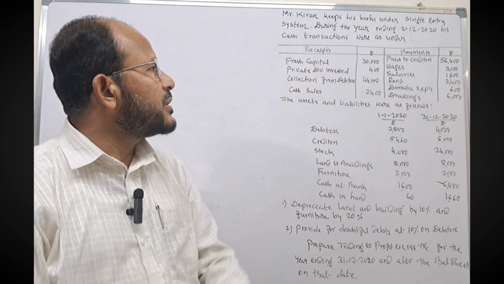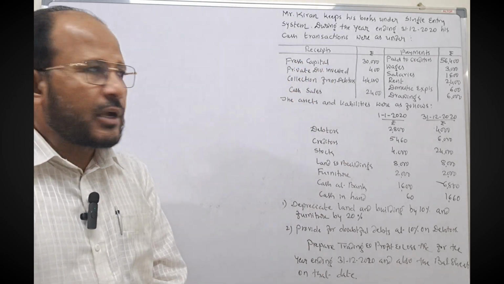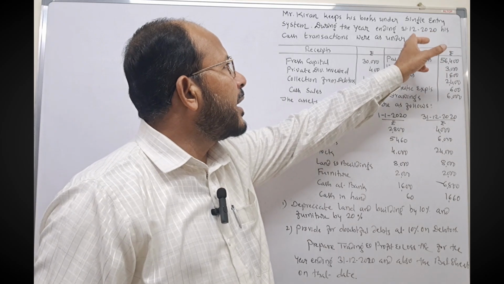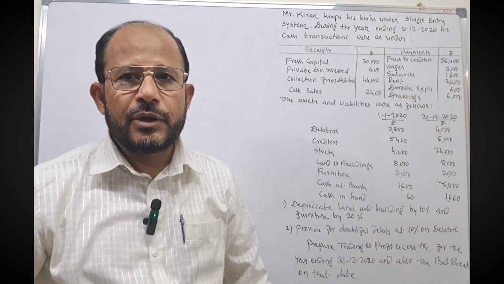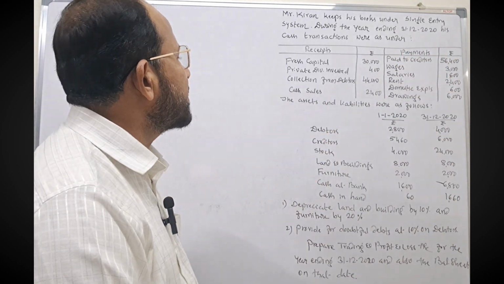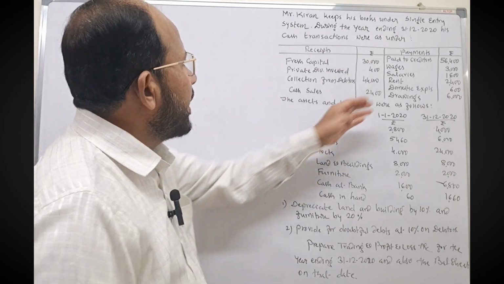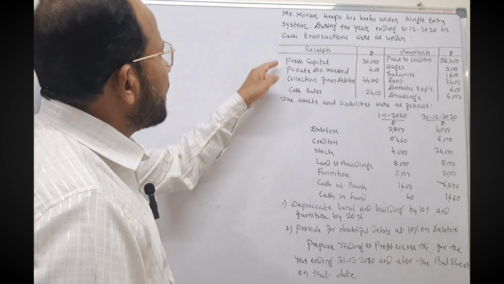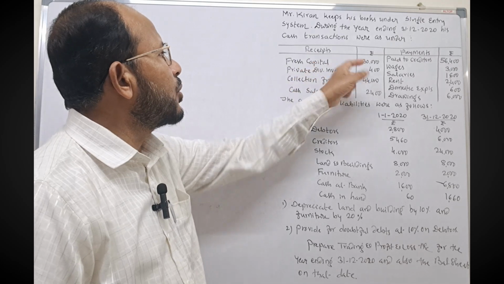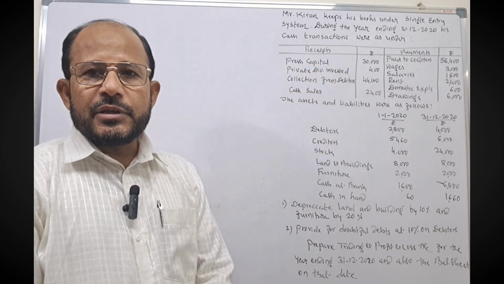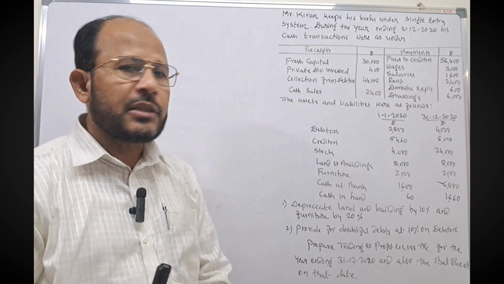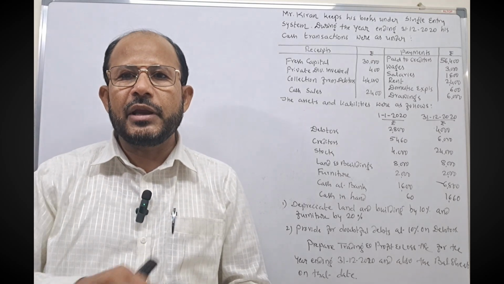Here, first one is he has given the receipts and payments account for the year ending 31st December 2020. These are his cash transactions. Here, cash receipts and cash payments are given. Just see what is given here. Fresh capital is given, rupees 30,000. It means he has introduced rupees 30,000 into the business as additional capital.